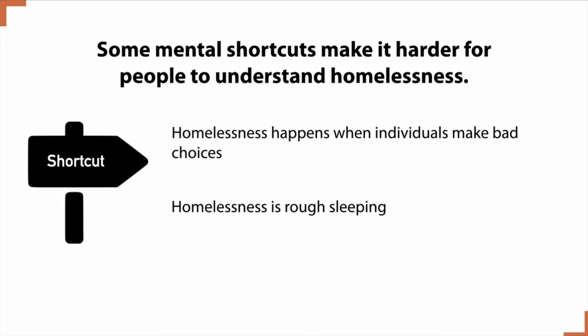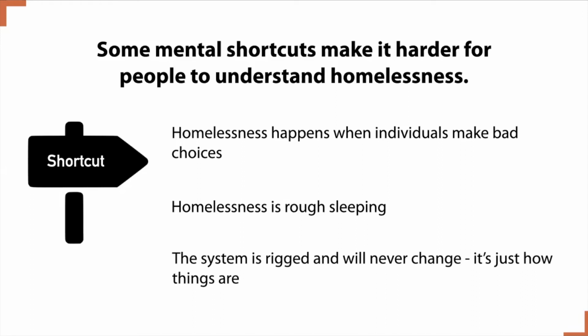And third, the system is rigged. It's just how things are. This is an incredibly fatalistic way of thinking. The idea that homelessness is inevitable and actively maintained by the system. This shortcut is one of the most damaging for us, because if homelessness will always be with us, why try to end it?